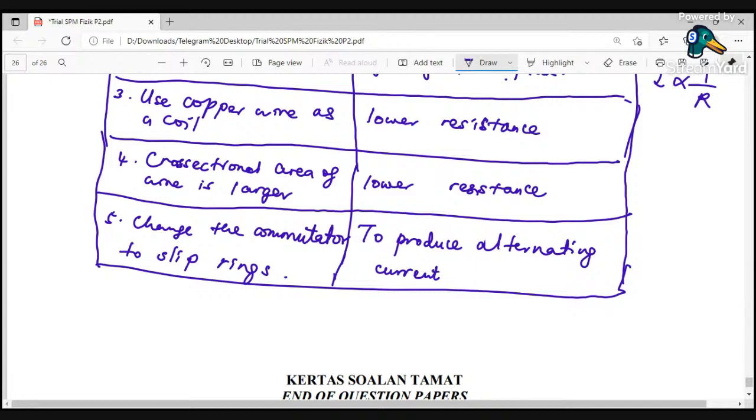Because our purpose is to convert this DC generator to an AC generator. So I have listed 5 suggestions. This is already enough to get 10 marks. If you have more than that, you can just list them out here. So I think for sections B and C, that's all.